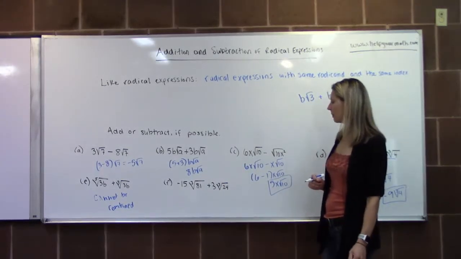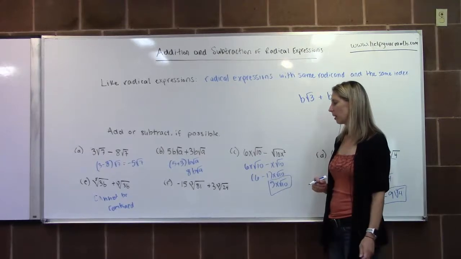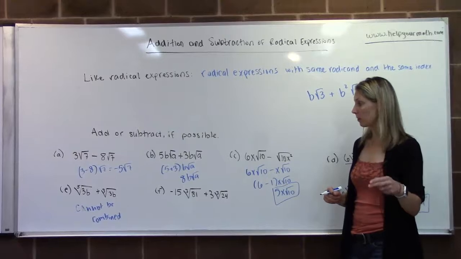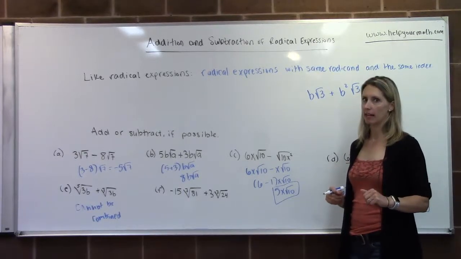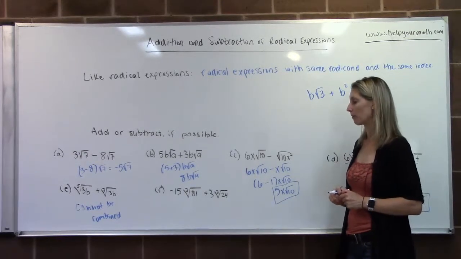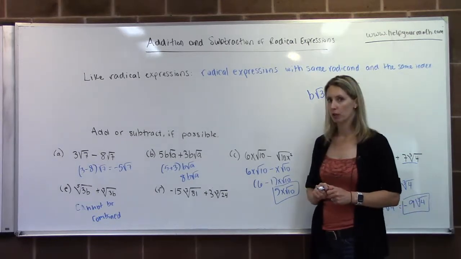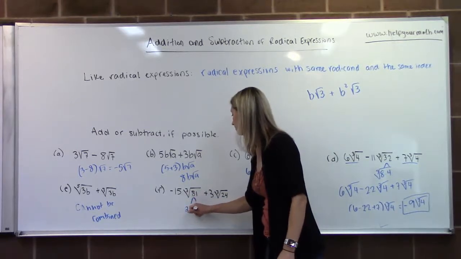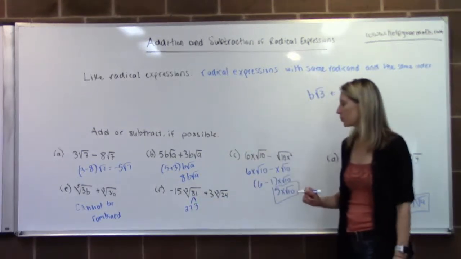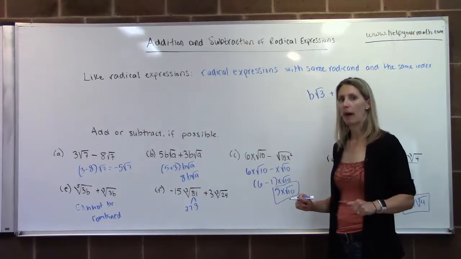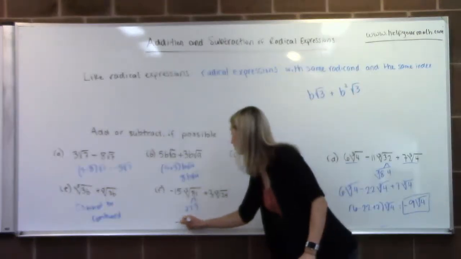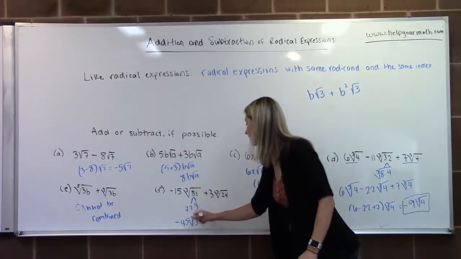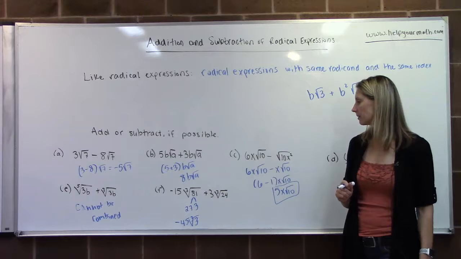Lastly, letter F, we have negative 15 times the cubed root of 81 plus 3 times the cubed root of 24. They're good with the index. They're both index 3, but they don't have the same radicand. So we do want to try to simplify one or both of them. 81 has a perfect cube factor. 27 goes into 81, and it's 27 times 3. So the cubed root of 27 is 3, which means a 3 pops out of the radical. 3 times negative 15 is negative 45. So we have negative 45 times the cubed root of, and what's left under the radical is that other 3, the other factor from 27.